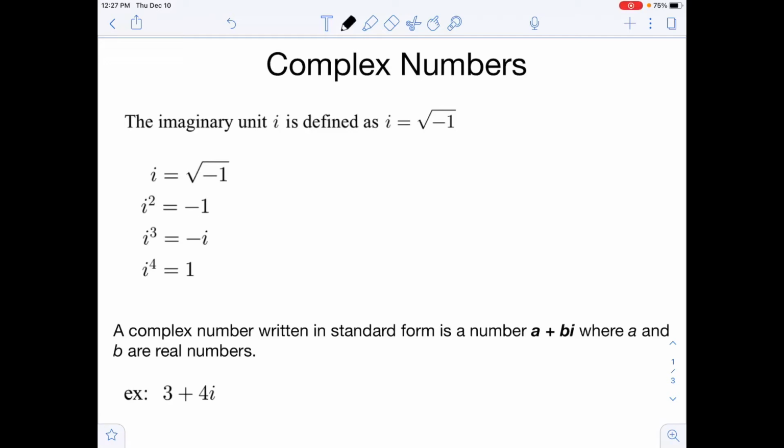All right, guys. So we're going to talk about complex numbers. First thing I'm going to do is just define a complex number for you. Then we're going to add, subtract, multiply, and divide complex numbers. So let's start off with defining the imaginary unit i.